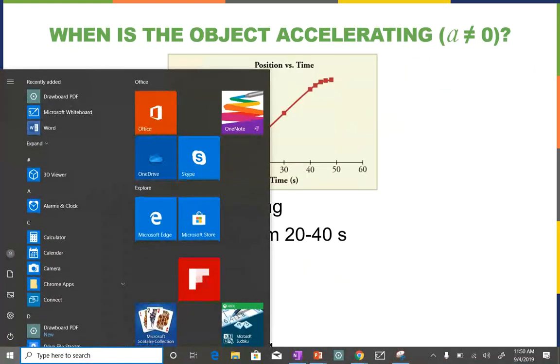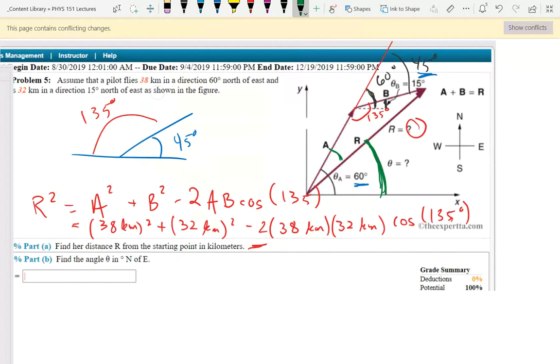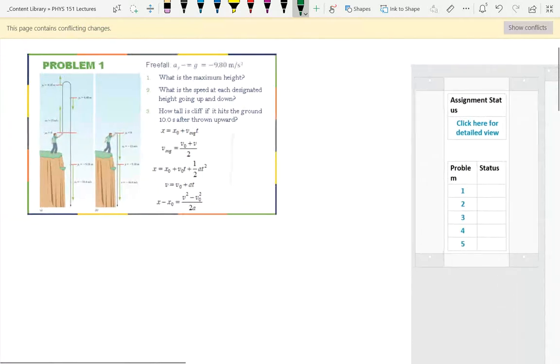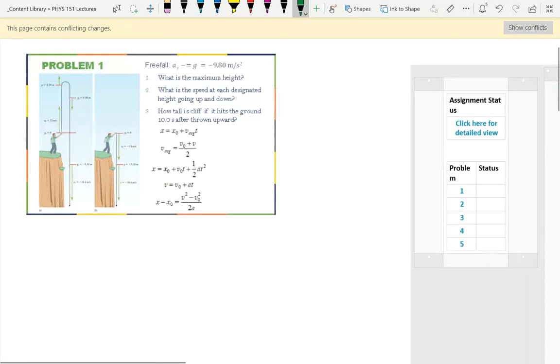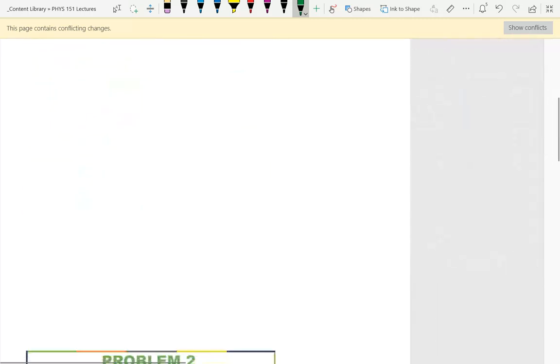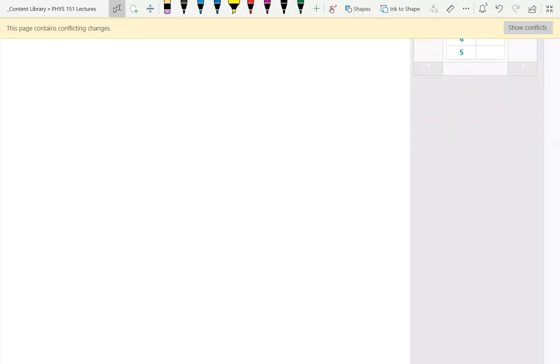So I'm going to end with one calculation, and then we'll call it quits for the day. Going back to lab, how long did it take for the ball to drop 1 meter? About half a second. Okay, we can calculate how long it should have been using that equation.